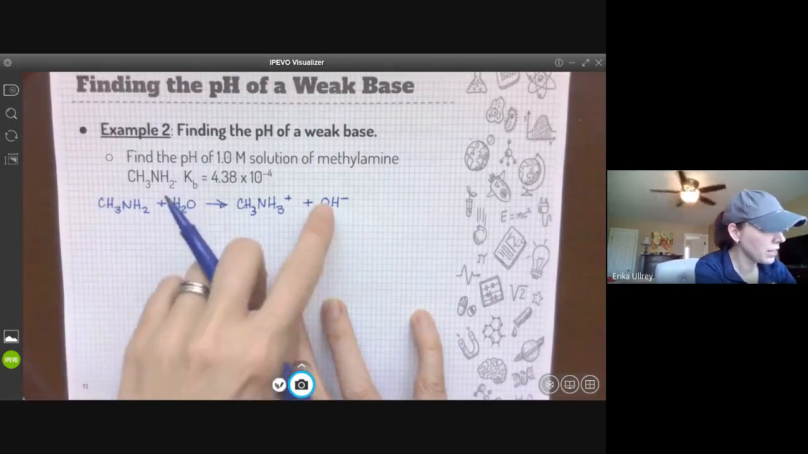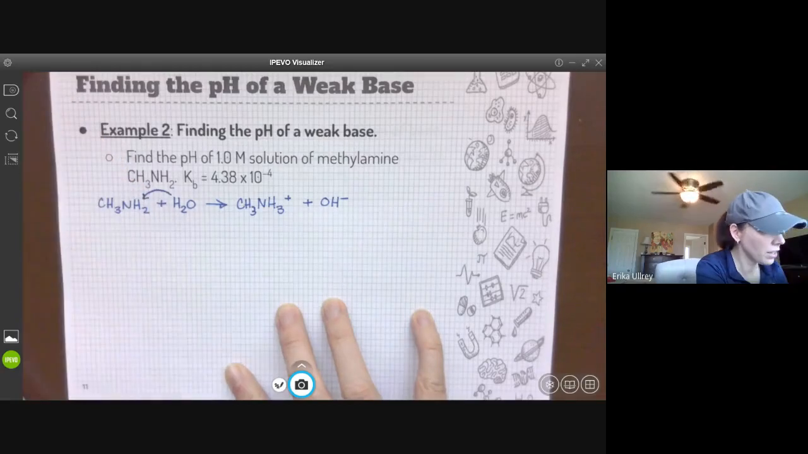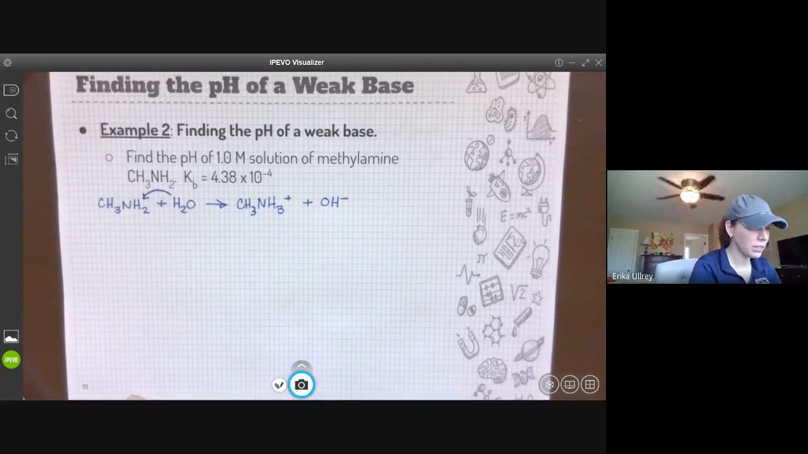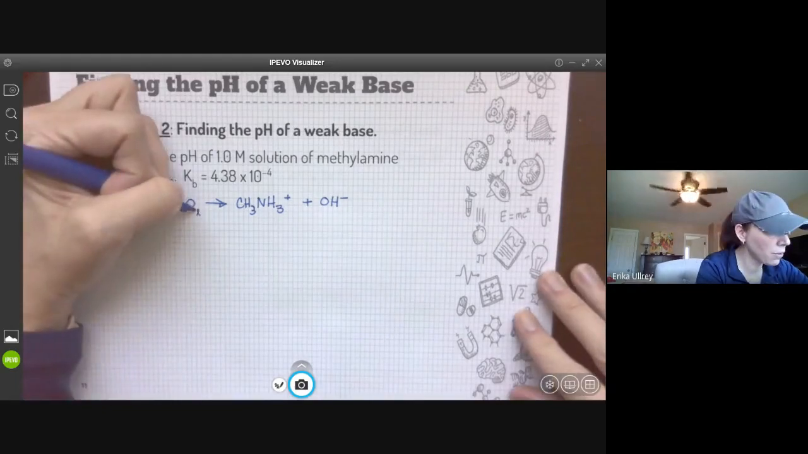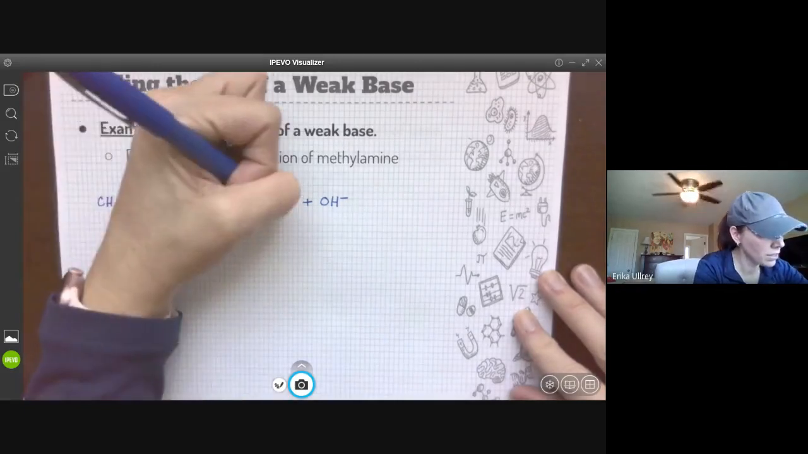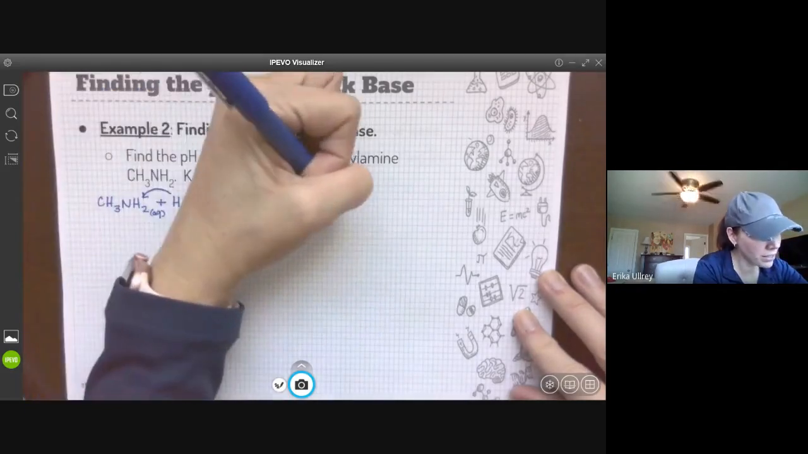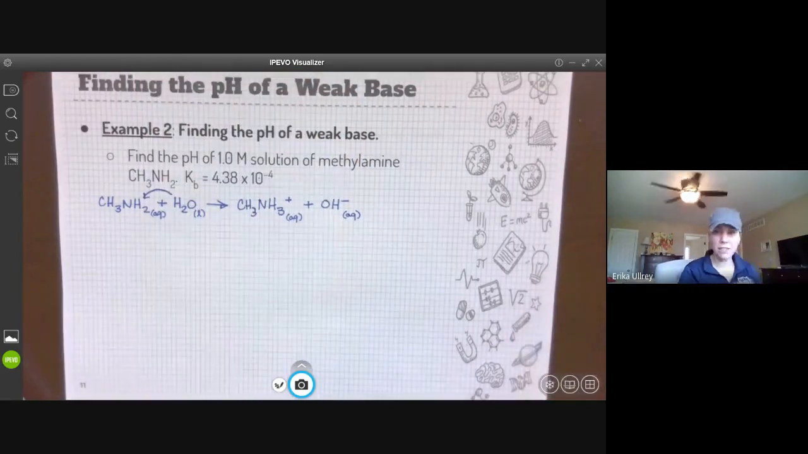And again, the reason we get that OH minus is because the hydrogen from the water is going to be transferred to the methylamine. Good. So that will be our dissociation equation. Remember that water is a liquid. The rest of this stuff is aqueous. That's why the water is not included in our equilibrium expression. Speaking of equilibrium expression, that's going to be our next step.